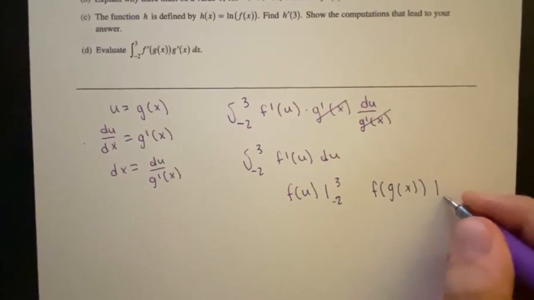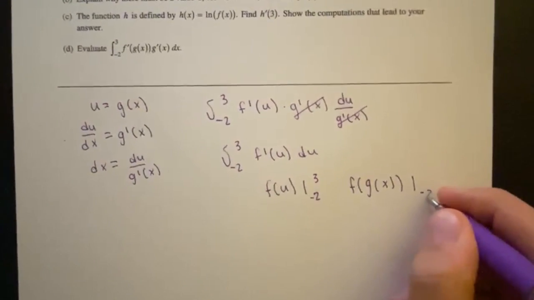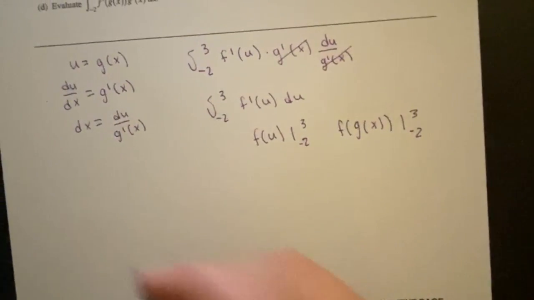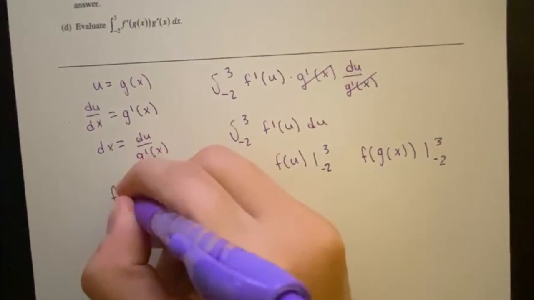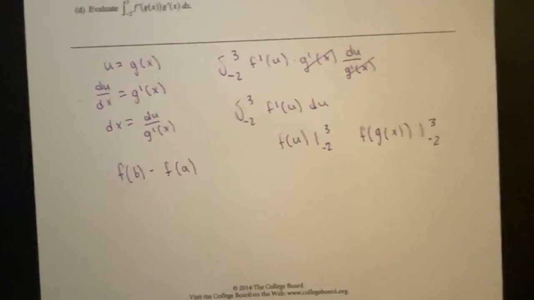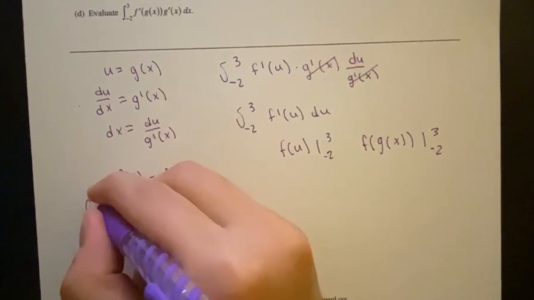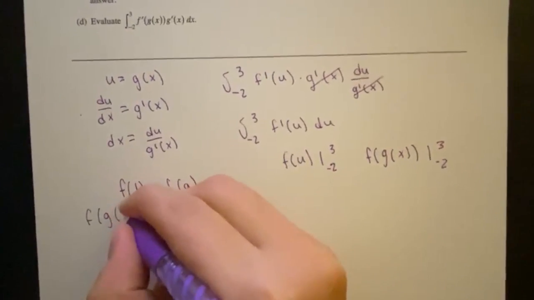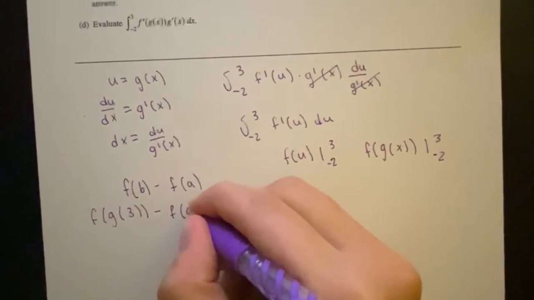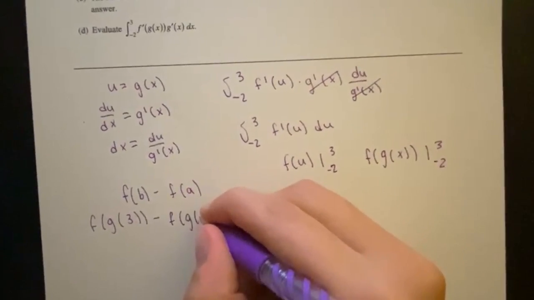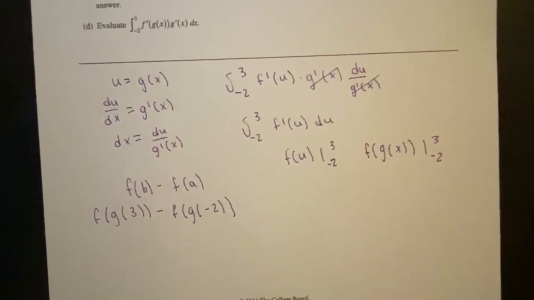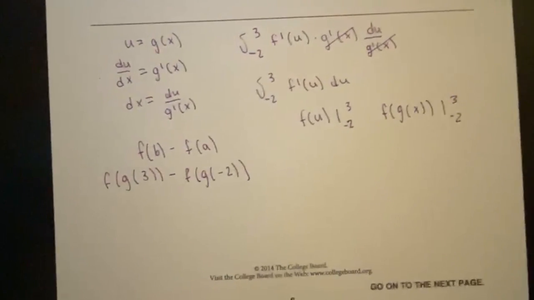So now we need to use the fundamental theorem of calculus to figure out what our actual value is. So the fundamental theorem is just f of b minus f of a. So all we have to do is plug that in. So f of g of 3 minus f of g of -2. Okay, now all we have to do is evaluate.